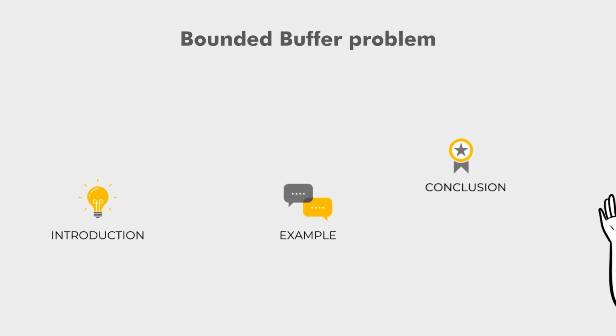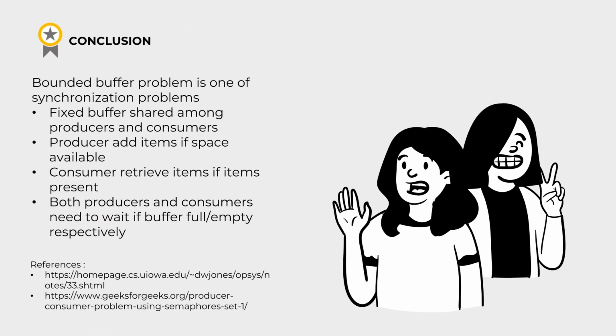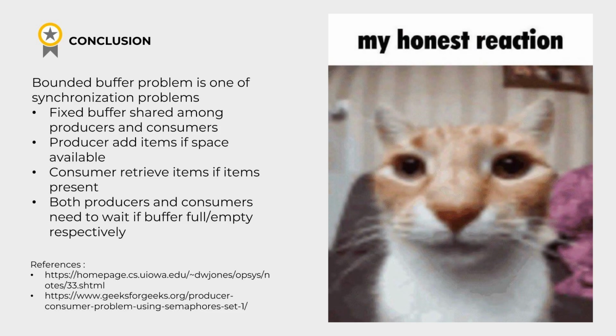To summarize the bounded buffer problem, a fixed size buffer is shared between producers and consumers. Producers can only add items to the buffer if there is space available. Consumers can only retrieve items from the buffer if there are items present. Both producers and consumers may need to wait if the buffer is full or empty, respectively.